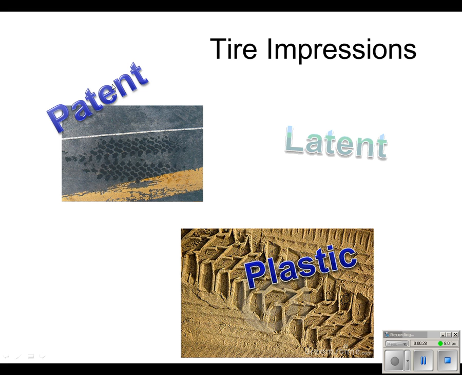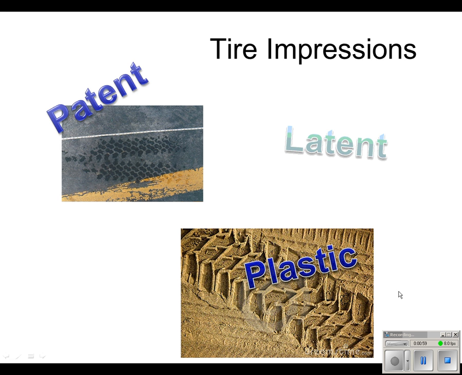We have patent prints, which, remember, patent is when there's a transfer of a substance onto another surface. So in this case, you see some sort of oil or something and the print is being made this way. Latent, of course, is hidden. You have to use special techniques in order to develop it, sometimes using powders or electrostatic lifting. And this last one down here is plastic, which is a three-dimensional impression. To preserve this, of course, it would be photographed, and then we would make a cast to make it last.